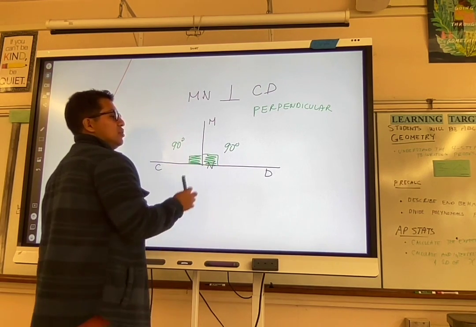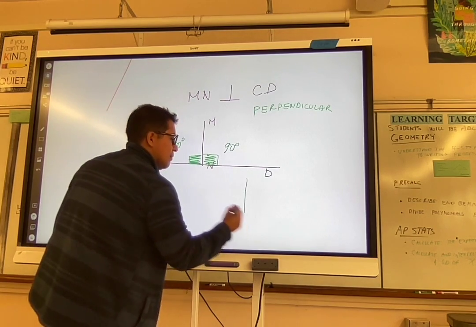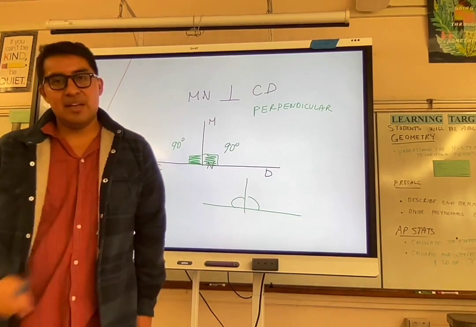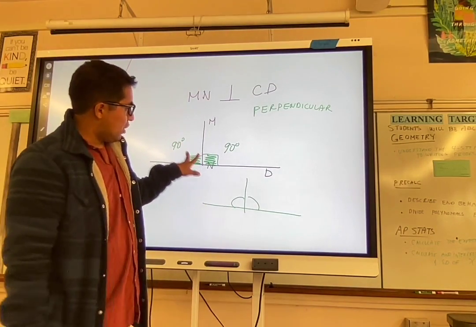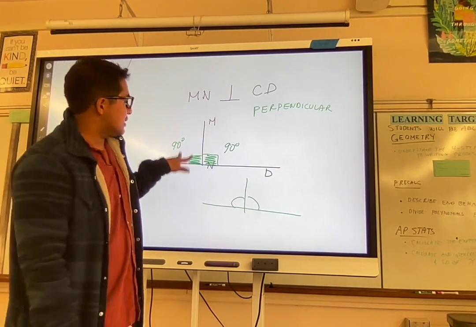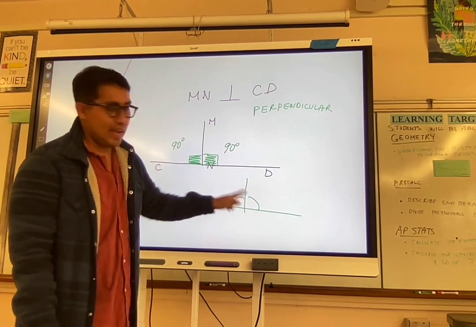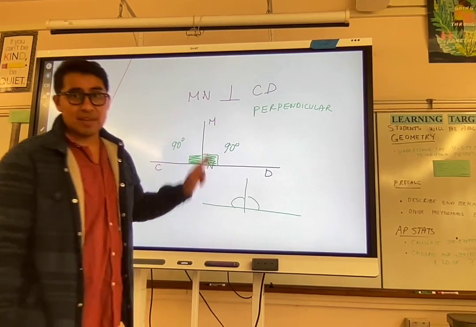What I do not want to see you do when you do this is something like this. I don't want you just doing angle markings like that, okay? Because although these two are congruent because they're both 90 degrees, it's not the correct way to mark it. Perpendicular means it makes two 90-degree angles. So don't draw just the angle congruence symbols. I want you to draw the boxes, okay?